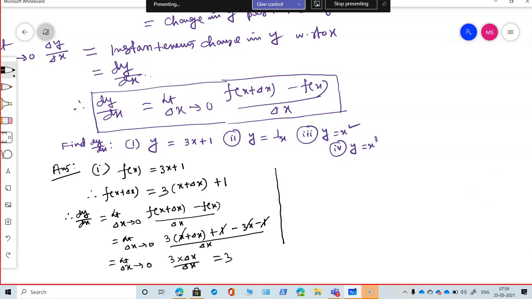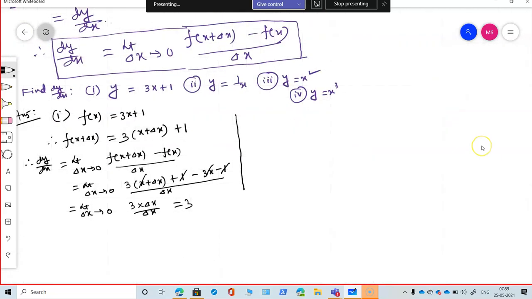So one can say that this time I found d/dx. I mean d/dx stands for the operator. d/dx of what here? y. y is what? 3x plus 1. One can write d/dx of 3x plus 1 equal to 3. Let us do for this one.